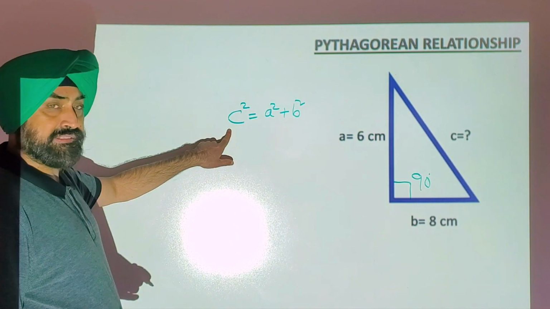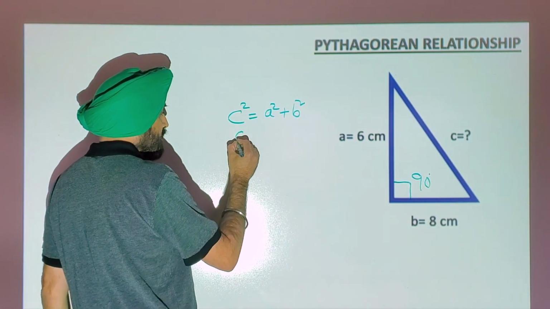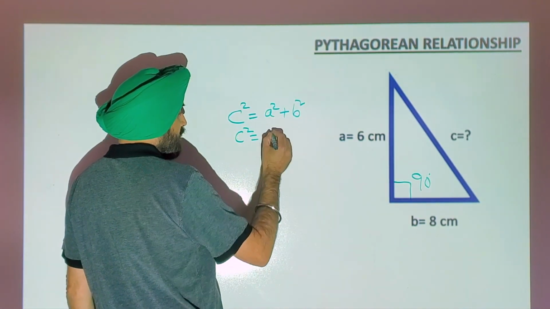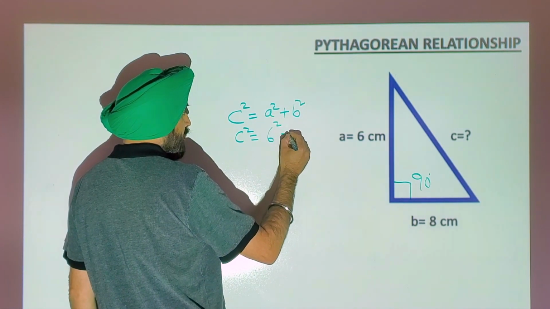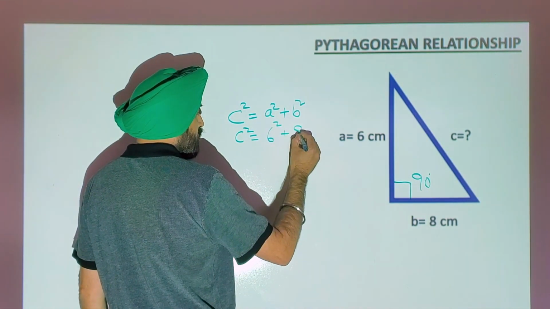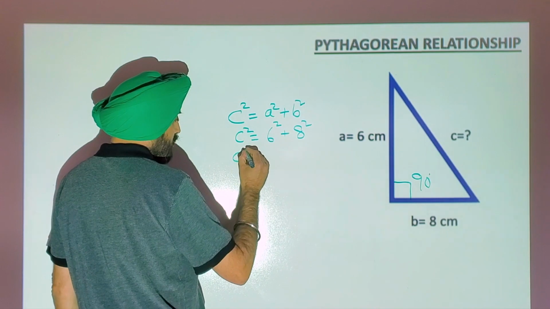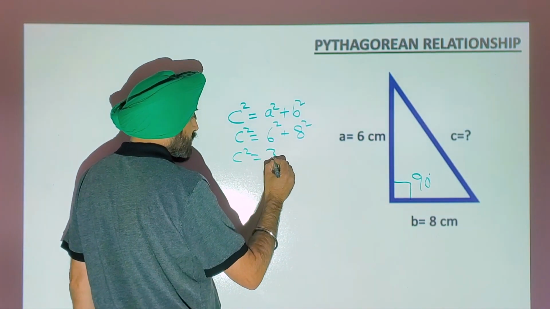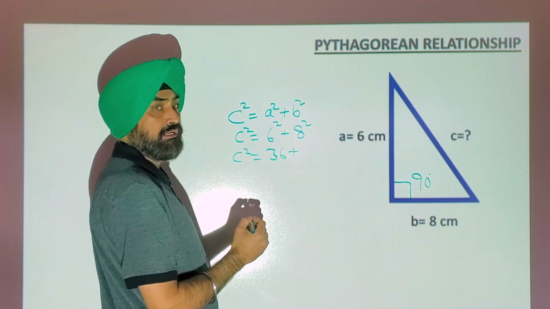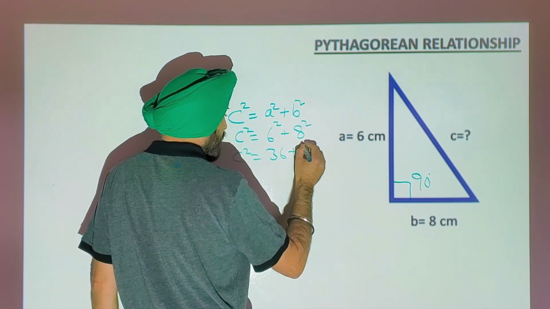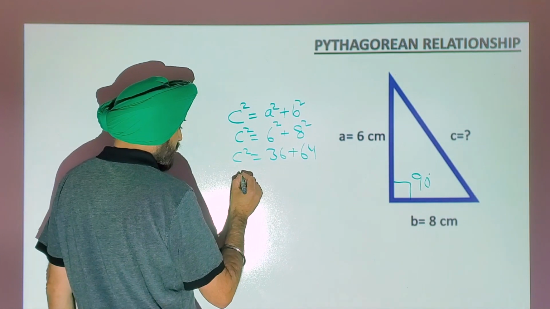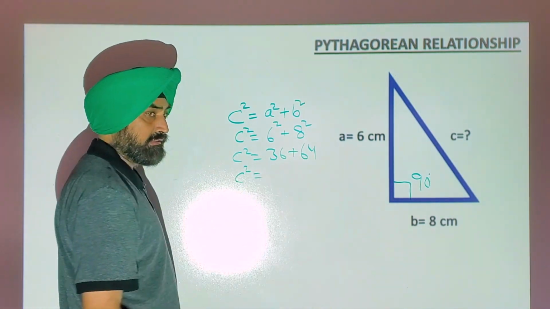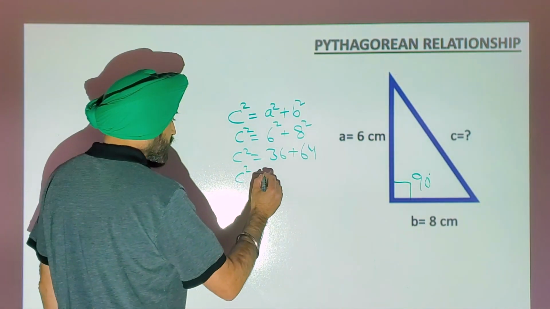Now we don't know what C is, so write C square as it is. A is given as 6, square it. B is given as 8, square it. Now C square equals 6 square. 6 times 6 is 36. Plus 8 square. 8 times 8 is 64. So write 64. C square we don't know, write as it is. 36 and 64 is 100.